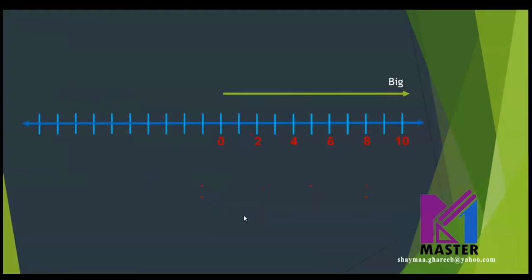So this is a number line here. It has numbers from 0 to 10, as you can see, and there are some numbers in between, which are 1, 2, 3, 4, 5, 6, 7, 8, 9, 10. And as you can see, the numbers are getting bigger from left to right. These numbers are called positive numbers. We can also put this sign, the plus sign, then "ve" for the word positive.